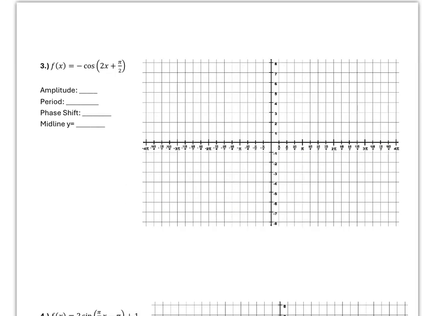Number 3, first of all, note the negative, because that's going to be important when we graph. But let's start with the amplitude, which is just going to be 1. The period is, our B value is 2.